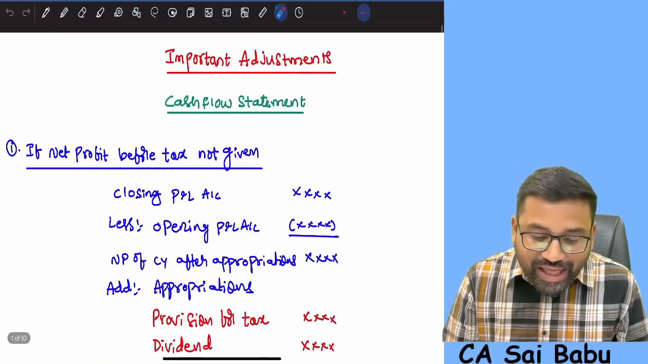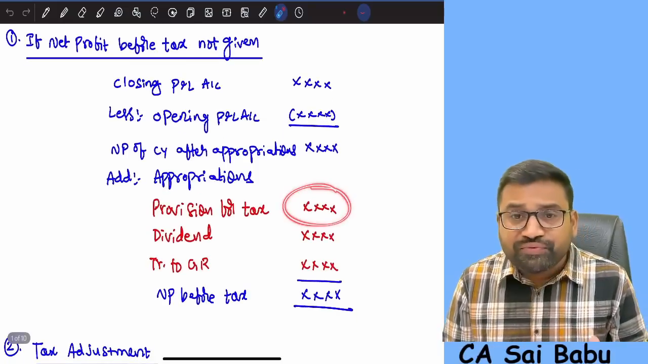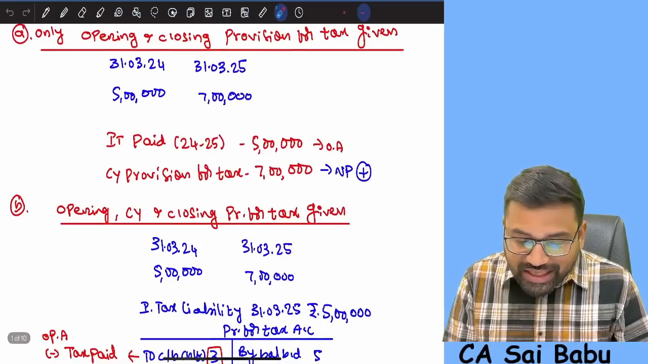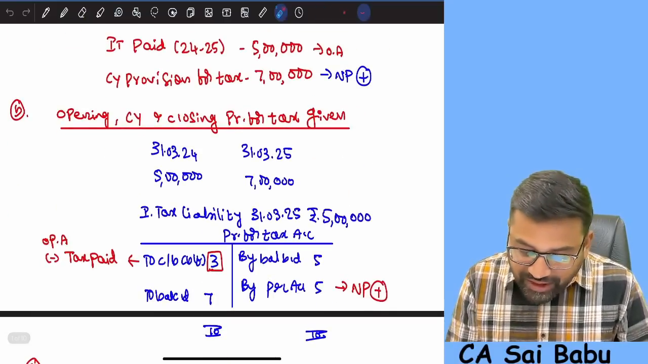So therefore when you are arriving at net profit before tax, if it is not given in the question, we need to add back provision for tax to this difference. So this provision for tax is nothing but this current year tax liability of 5 lakhs.